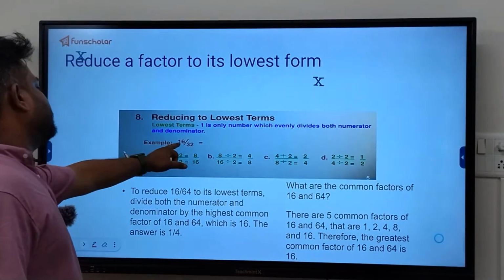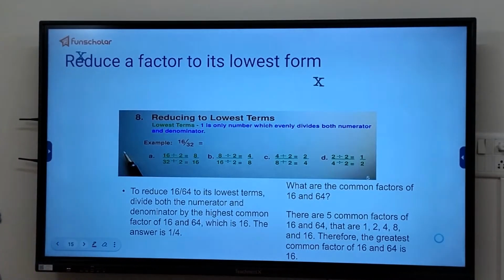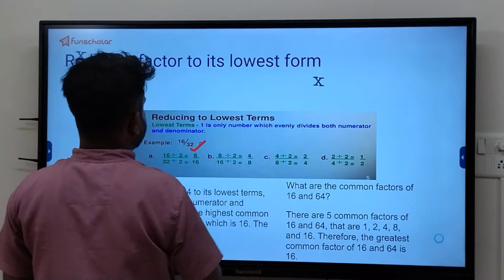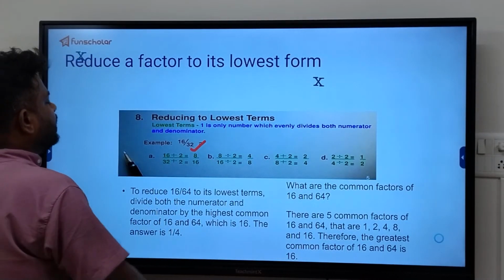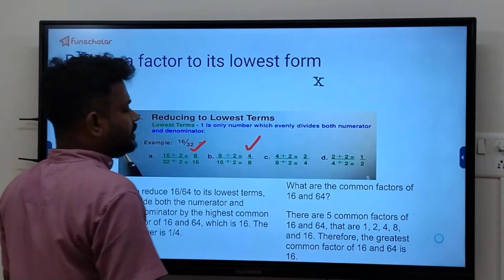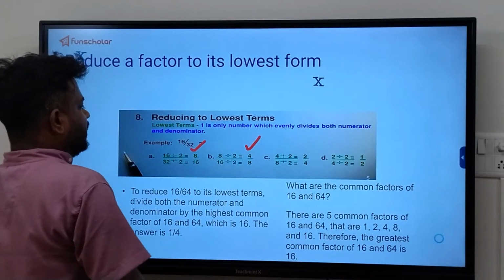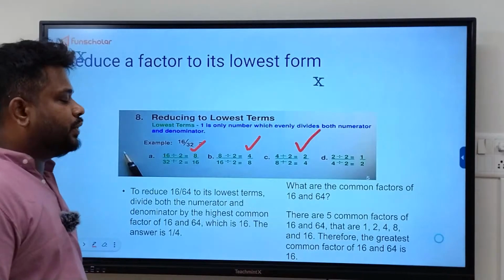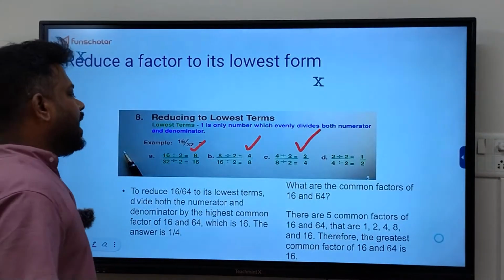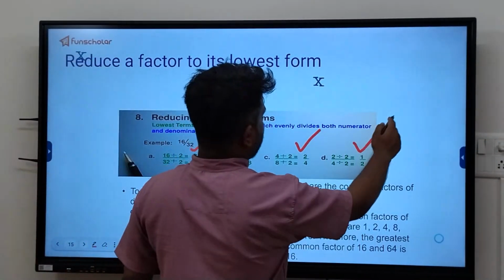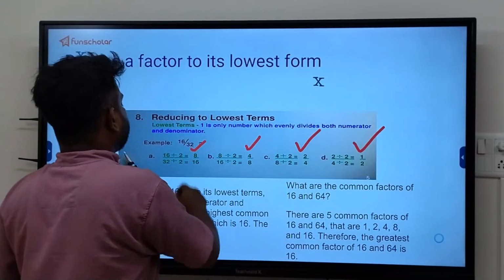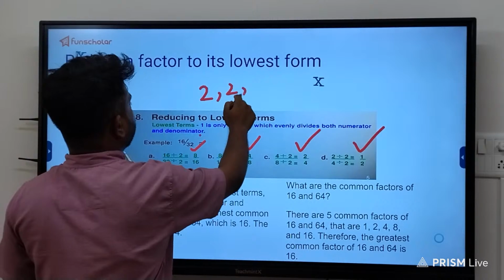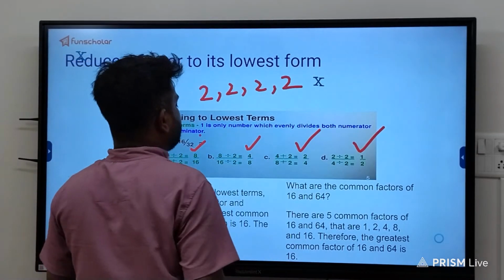So here, 16 by 32: we can divide 16 by 2 and 32 by 2, which gives us 8 by 16. We can again divide by 2 and it will give us 4 by 8. We divide by 2 again and it gives 2 by 4, and again by 2 and it gives 1 by 2. So we are dividing by 2 four times.